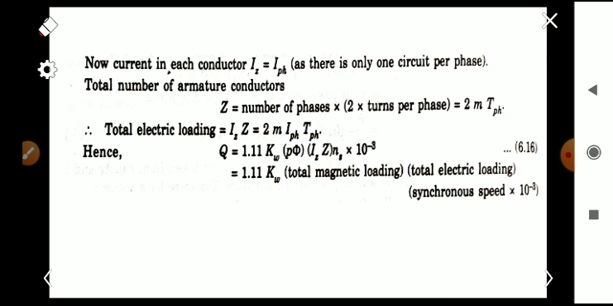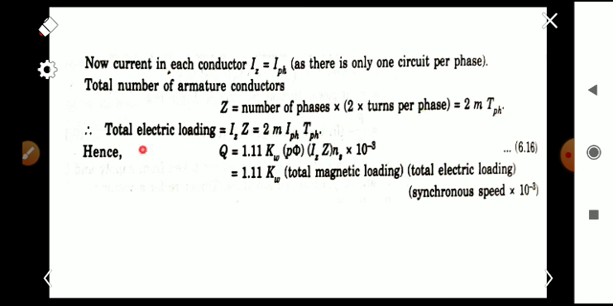If you multiply this T phase by 2, it becomes conductors per phase. 2 into turns per phase means conductors per phase. And if you have m number of phases, the total number of conductors will be m into 2 into T phase, that is 2m into T phase.